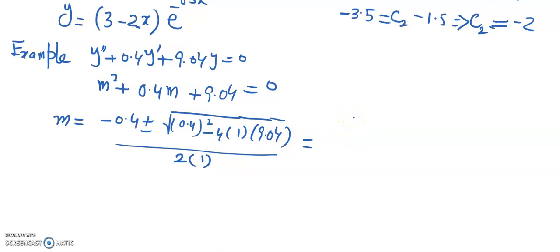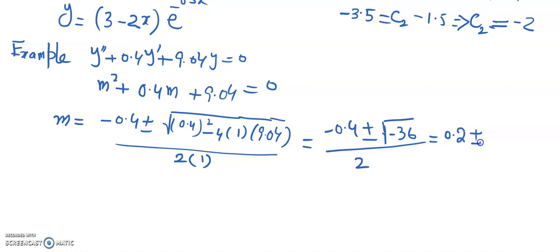If you simplify it, this value will be minus 0.4 and this value will be minus 36. Divided by 2, it will be minus 0.2 plus minus, 36 square root is 6, and for minus 1 it is i, divided by 2. So finally we will get two roots, minus 0.2 plus and minus 3i. Okay, so this is the complex root.